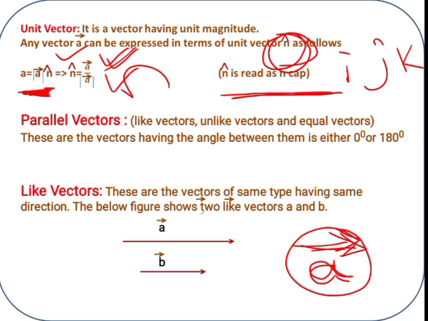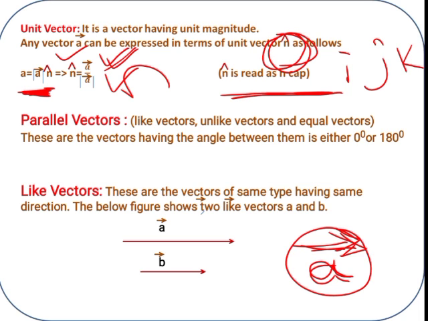So n cap is nothing but the unit vector. Of course, the value is 1. Even then we use it to solve some problems or in a derivation. Why? Because to understand the direction of a particular quantity, we require that unit vector. Okay, I hope you understood this.